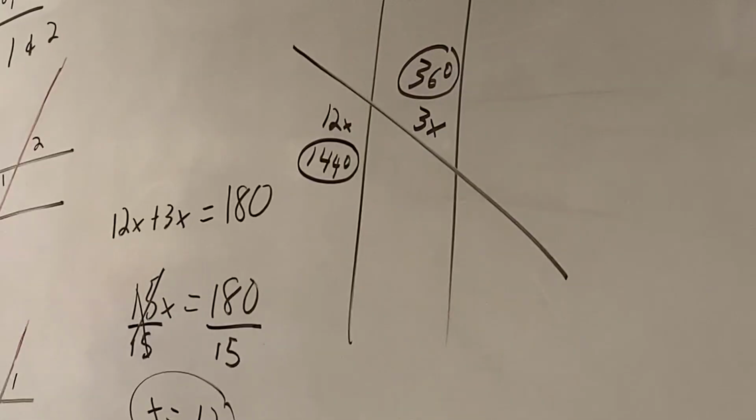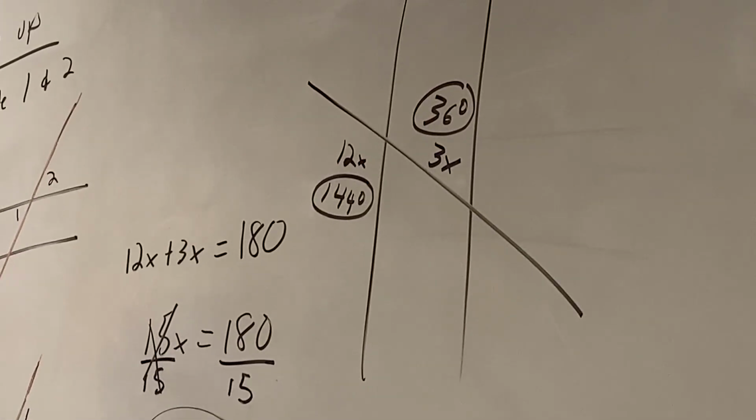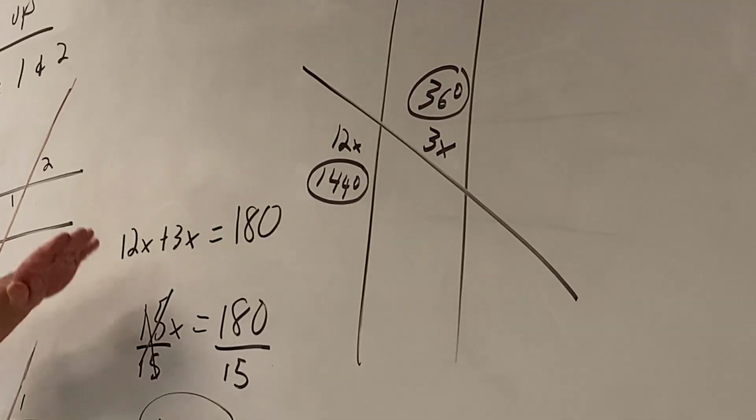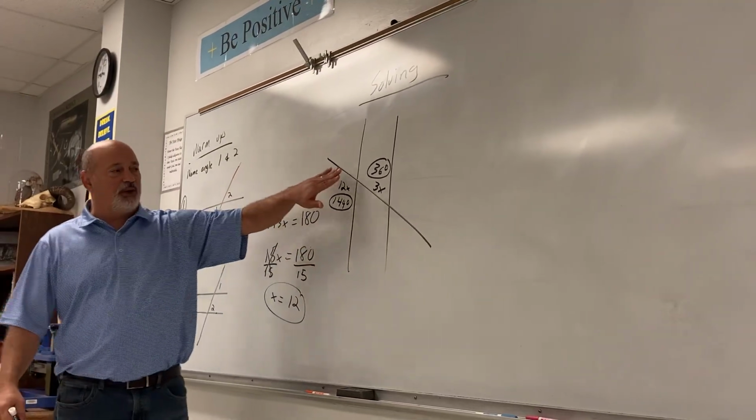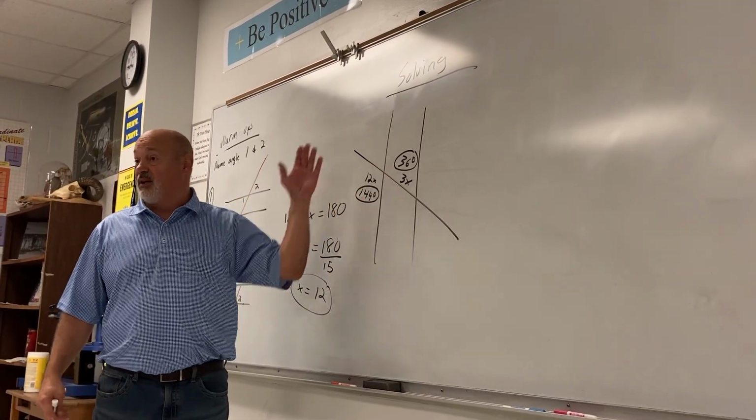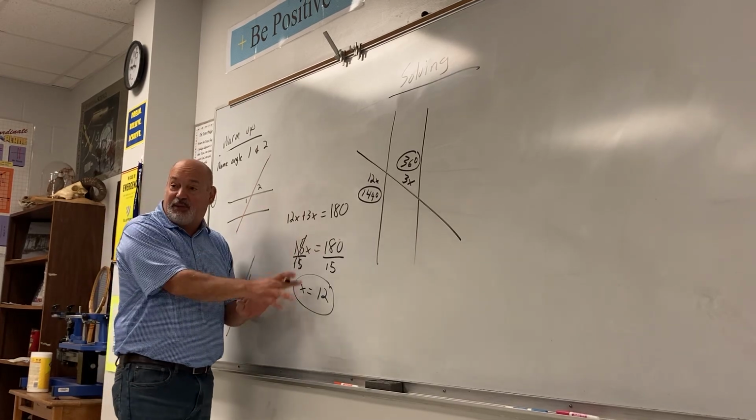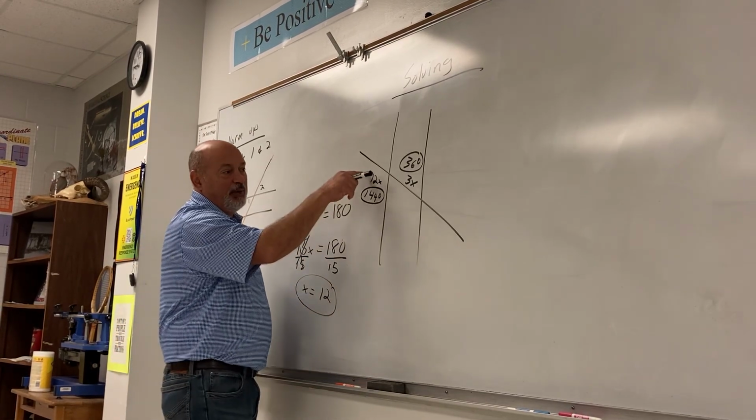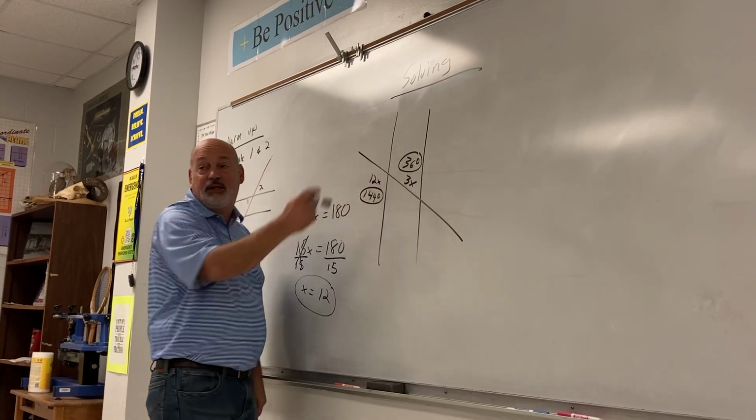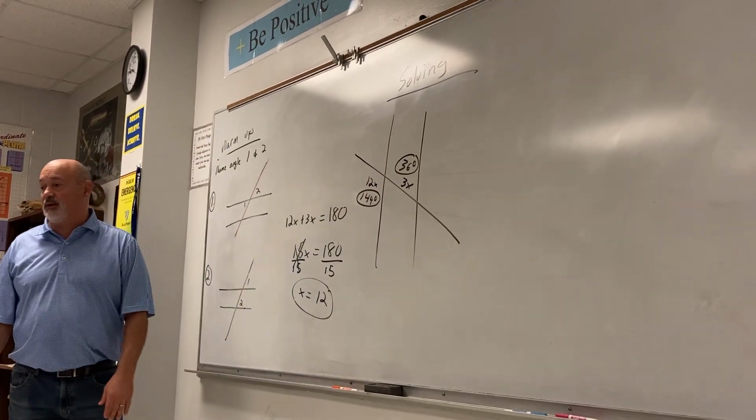Okay, questions? So today, you're gonna have to use your knowledge that the big and the little have to add up to 180. They're gonna give you what the big one is, what the little one is. You're gonna have to add them up, set up an equation, solve it, find out what number x is, and then go back and plug it in to find out how many degrees the big one is and how many degrees the little one is.